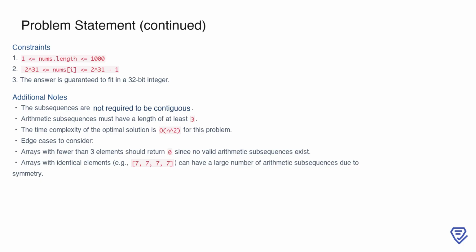The optimal solution for this problem has a time complexity of n squared. Key edge cases include arrays with fewer than 3 elements, which should return 0, and arrays with identical elements, which can have many valid subsequences due to their symmetry. These details help ensure a comprehensive understanding of the problem and its constraints.